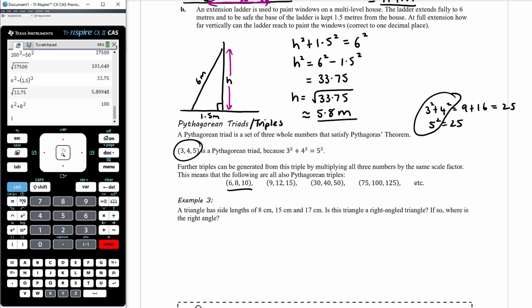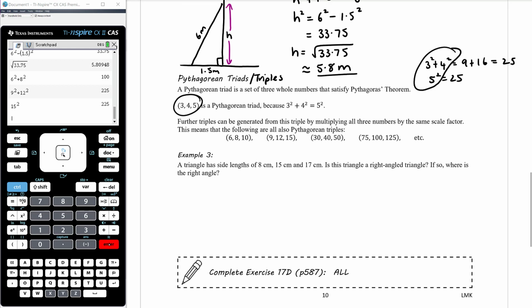Similarly, if we were to multiply all the numbers by 3, so 9, 12, 15, that would also be a triple. Again, you should be able to check. 9 squared plus 12 squared is 225, 15 squared is also 225, so that's a triple. We could multiply all the numbers by 10, we could multiply all the numbers by 25. So we can create infinitely many more Pythagorean triples simply by scaling up the basic triple.